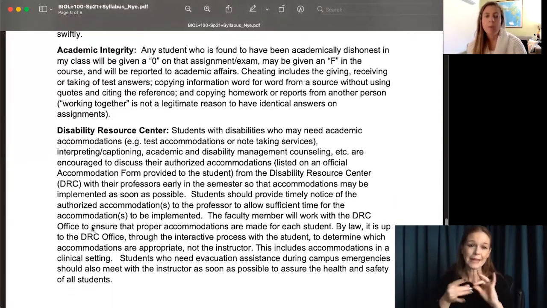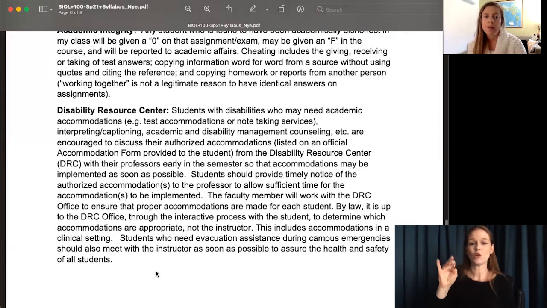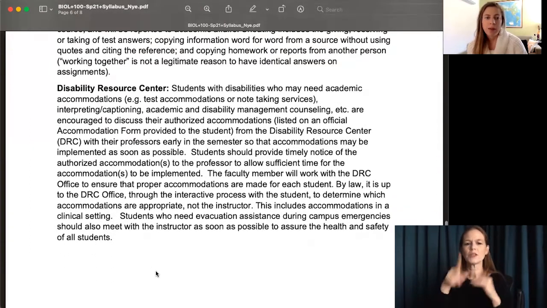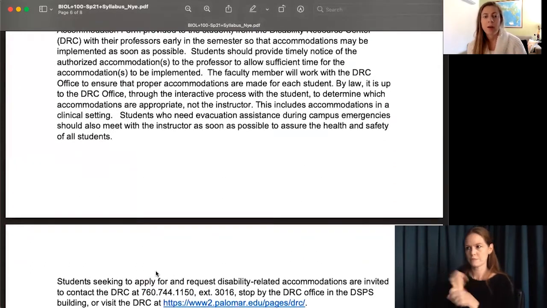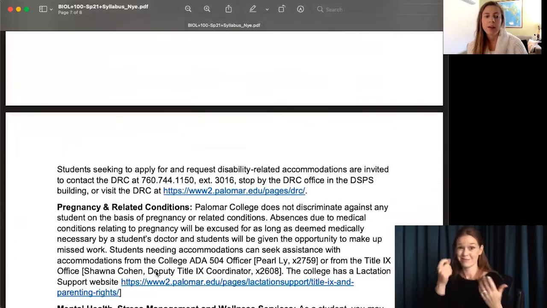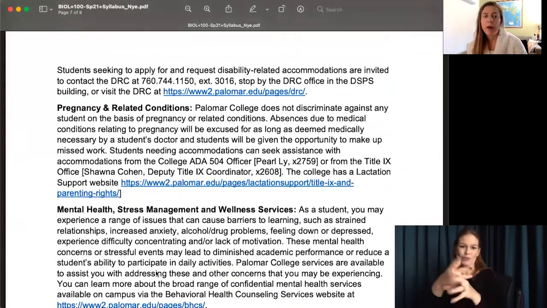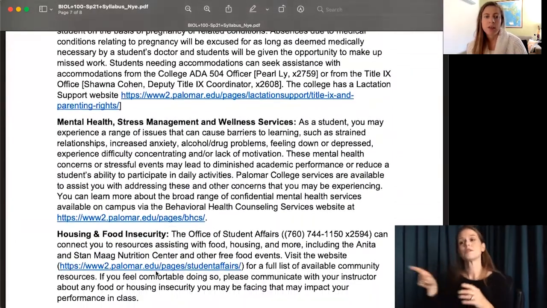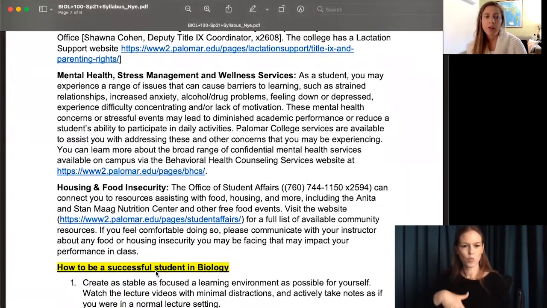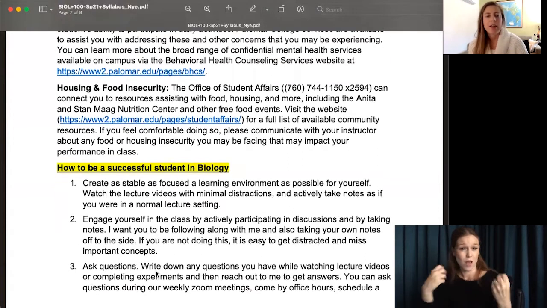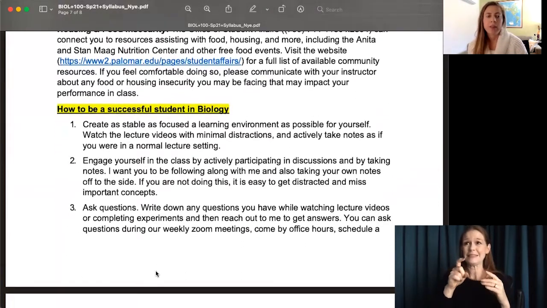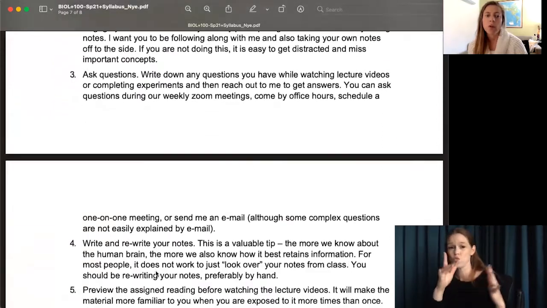You will probably find on most syllabuses information about our office and how to get connected with our office, and also letting you know that he prefers that you submit the accommodation letter as early on in the semester as possible in order to get your accommodations in place, because they're not in place until your instructor receives that letter. He goes over information about pregnancy-related accommodations. He provides information about mental health. And he also provides additional information about housing and food insecurity. And finally, he ends it with tips on how to be successful in his course.